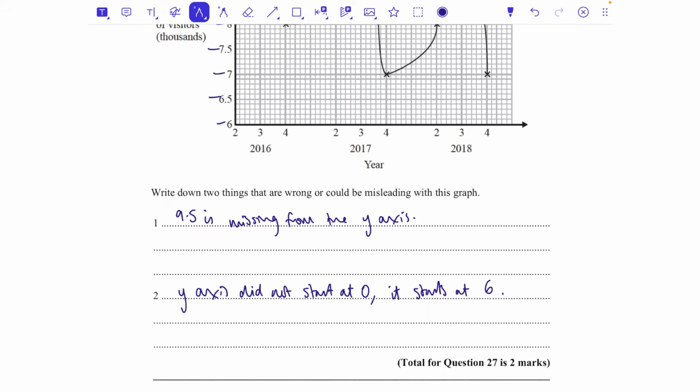You were allowed: the vertical axis does not start at 0, or the y-axis does not start at 0. The graph does not begin at 0 was okay. It's not clear what 2, 3 and 4 on the x-axis mean. You were allowed to say that. The scale of years does not make sense. You were allowed to say that.